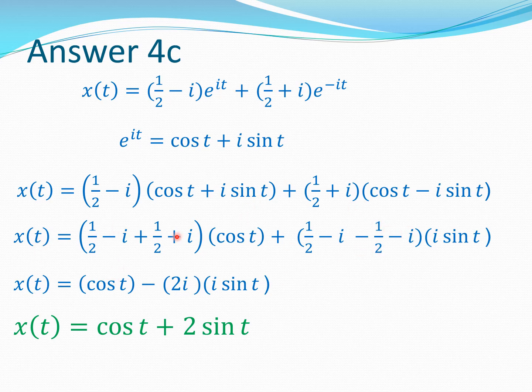Now in this term the half plus half becomes 1. The minus i cancel, so it's simply cos t. In this case, the half minus half cancels. I get negative 2i, so I get this here. But there are two i's here. i into i is i squared, that's minus 1. So I end up with x(t) is cos t plus 2 sin t, which is exactly the solution you would expect in this case.